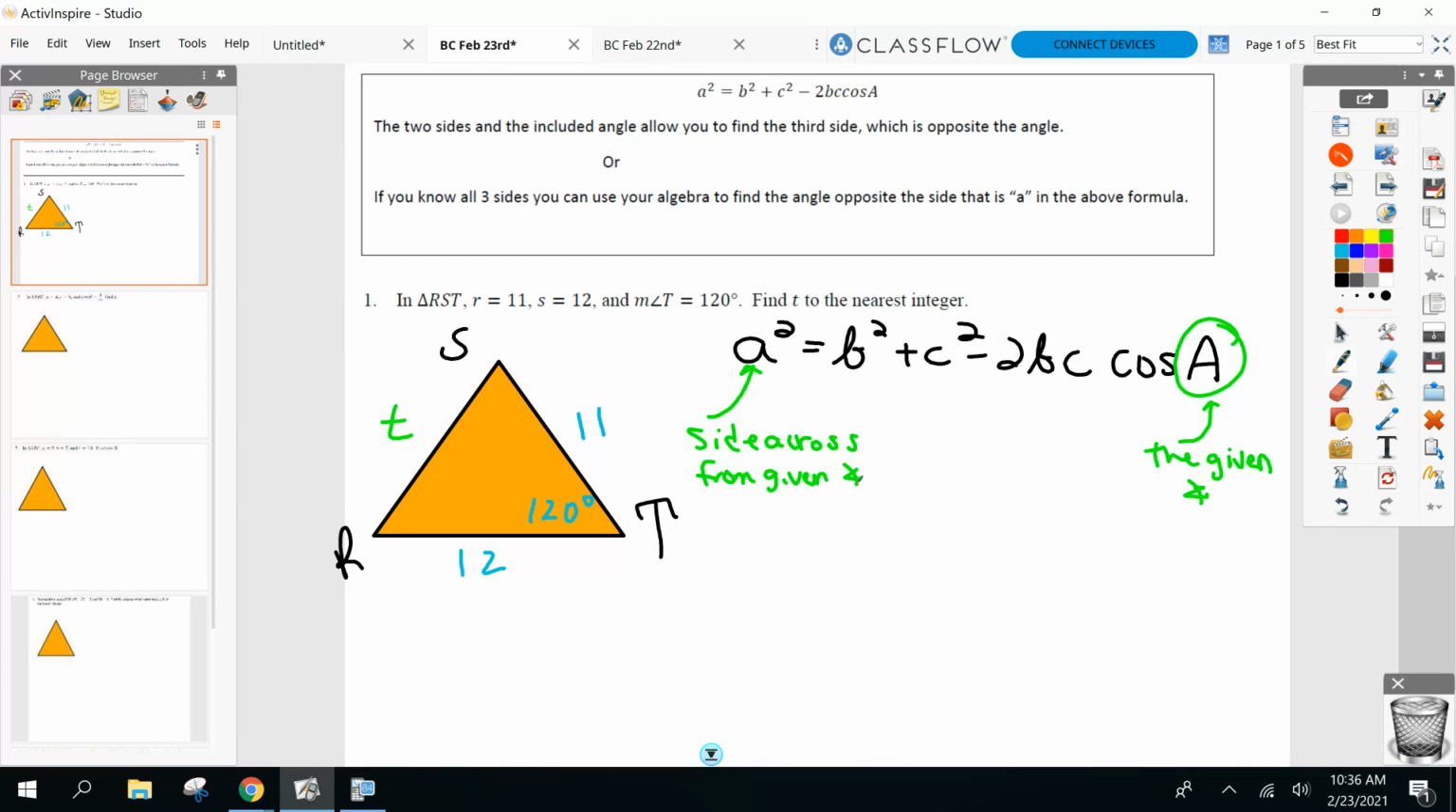I can't stress this enough, everyone. It is not side A. It's whatever side is across from the given angle in the problem. So there's one side of the triangle. The other two sides are going to be your B and C values.